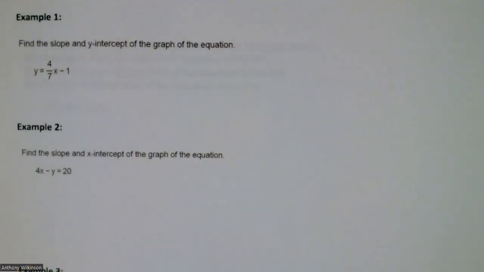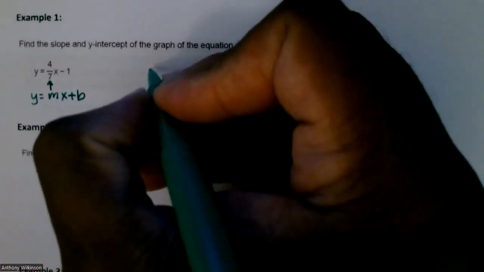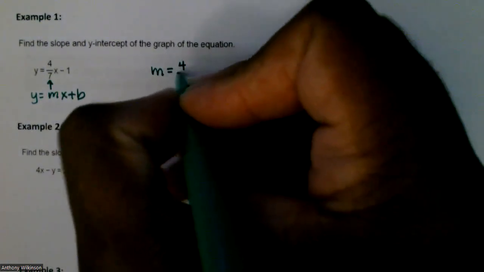Now let's look at some examples of what I just got through talking about. Let's say I want to find the slope and the y-intercept of the graph of this equation, y equals 4/7 x minus 1. Well, this equation is already in slope-intercept form, where you have y equals mx plus b. In this case, your m, that's the coefficient of your x, will be your slope. So the slope here is 4/7.